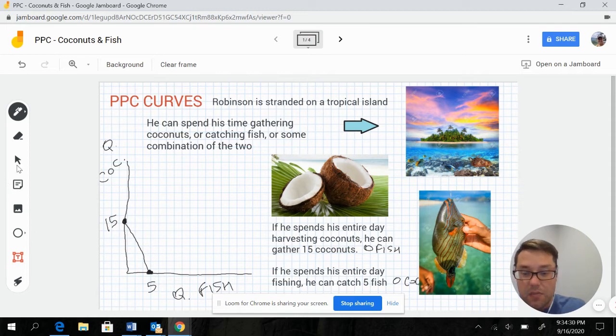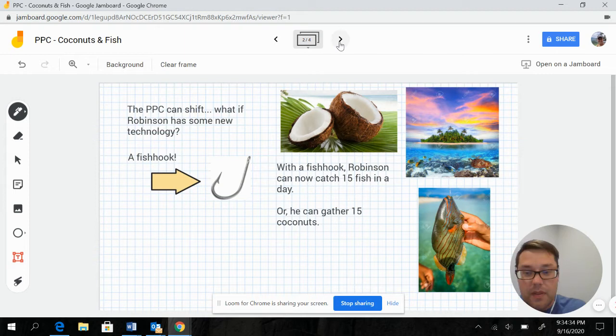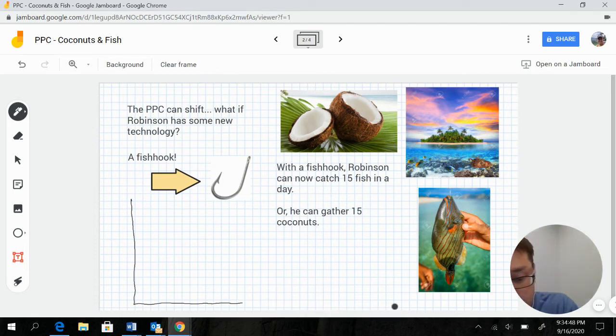Okay, so we'll leave that there and introduce the idea that a PPC can shift. So let's redraw our curve here real quick. We've got the same thing, right? Coconuts, we've got fish. We had 15. We've got 5.